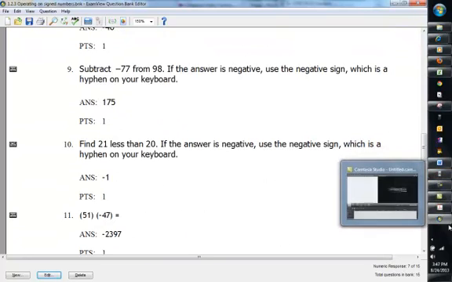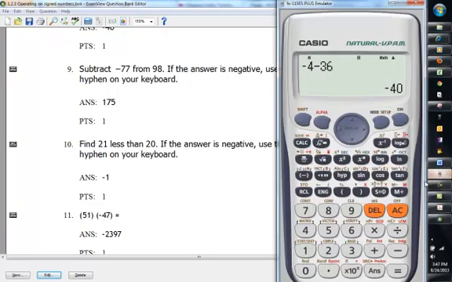Subtract -77 from 98. Since there's a from there, we're going to write the 98 first, minus -77, because it says subtract, and we get positive 175. Find 21 less than 20. So you start with the 20, since there's a than there, minus 21. Less than means subtract, and we get -1.